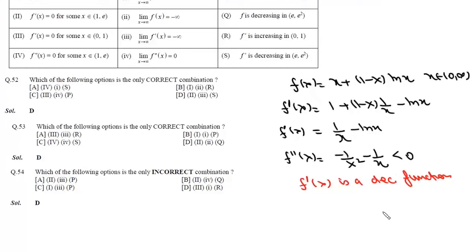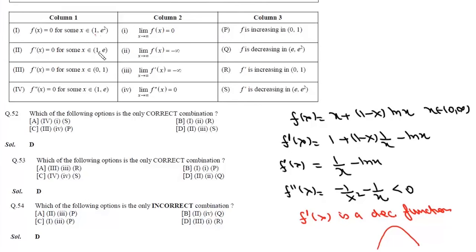Now since f''(x) is less than 0, it will be this concave graph. We have to work out this graph using some values. Now we are given points 1, e and e square.